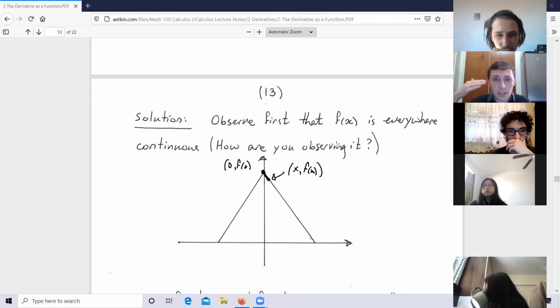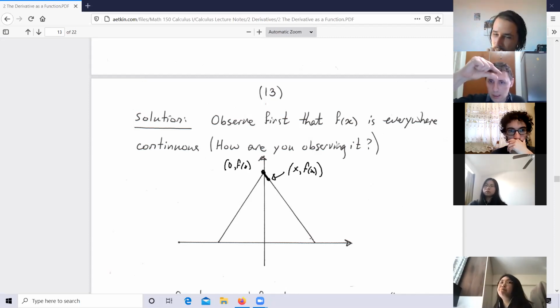However, for the derivative, we have a right derivative and we have a left derivative. Right derivative means if you approximate from the right, you see a straight line. In the left derivative, if you approximate from the left, you see a straight line. Clear?